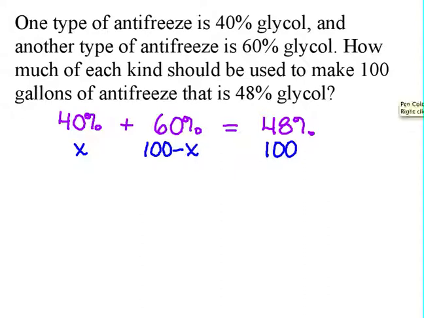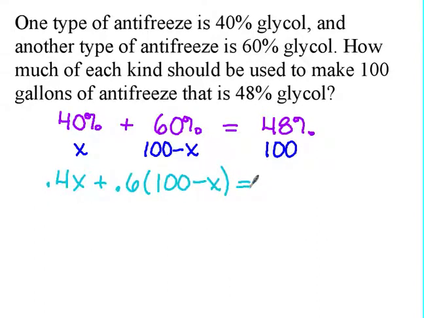So now what I need to do is go ahead and write an equation. How can I write 40% as a decimal? 0.4x. Okay, how can I write 60% as a decimal? 0.6. And notice I've got a quantity, so I'm going to put parentheses. Somebody tell me what the right side of the equation is going to look like since I did the left for you.